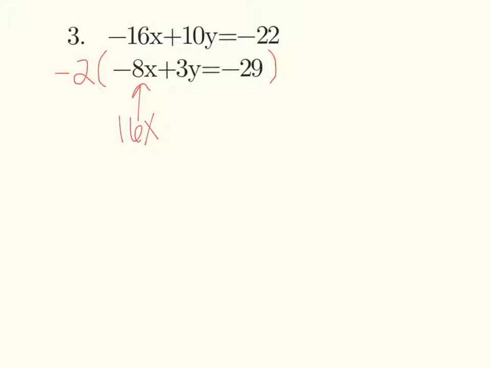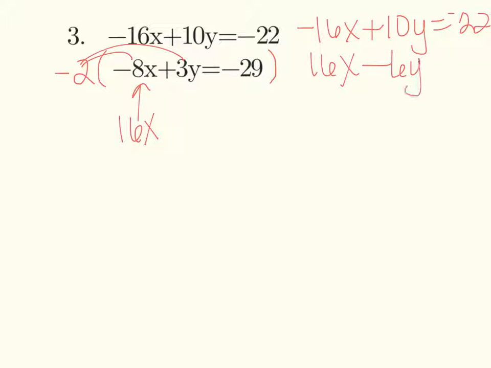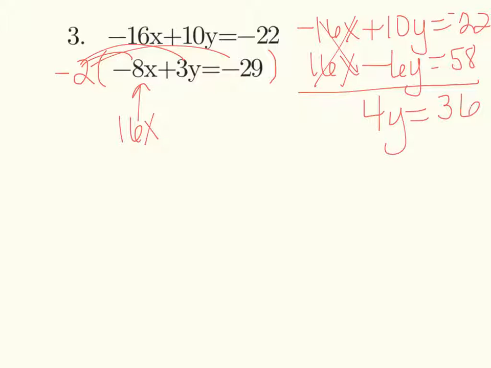Okay? So my first one I'm not going to do anything with, so I'm just going to rewrite it. This one I'm going to distribute my negative 2. So I have 16x, and then negative 2 and 3y is negative 6y. And then negative 2 and negative 29 is 58. Okay, my x's go away. My y is 10y minus 6y is 4y. All right, and then negative 22 and 58 is going to be 36, divided by 4, and y equals 9. So that's my y value.